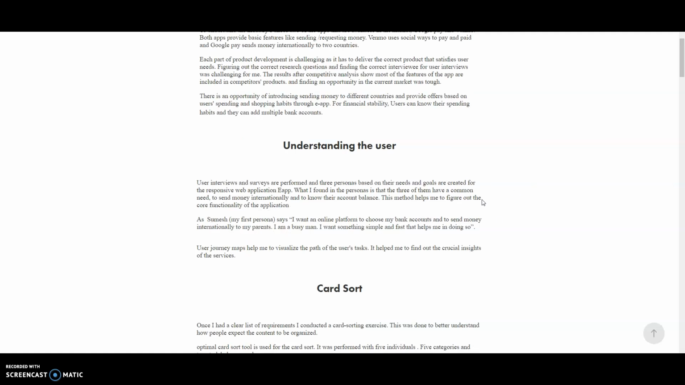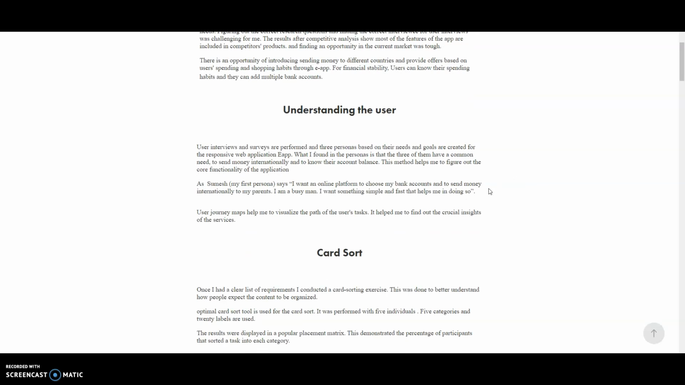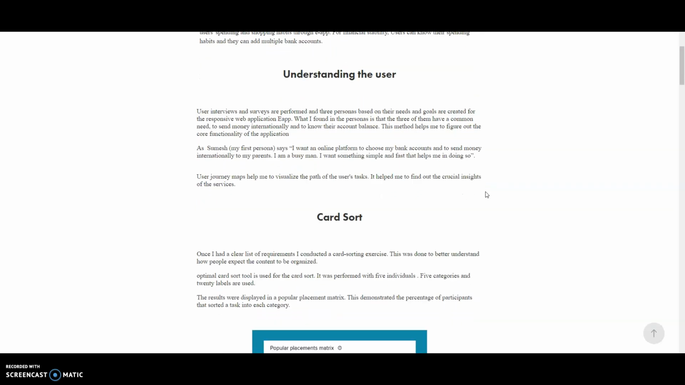The next step in the design process was understanding the user. User interviews and surveys were performed, and I chose three personas based on their needs and goals. What I found in the personas is that the three of them have a common need to send money internationally and to know their account balance. This method helped me figure out the core functionality of the application.